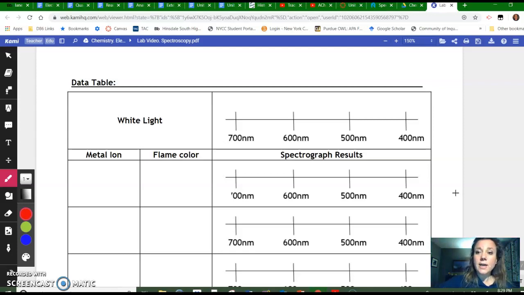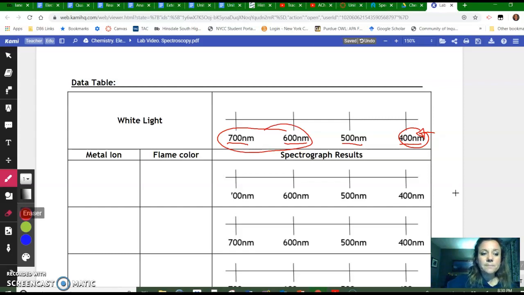Now, if you look at our scale here, you'll see that I have some different measurements. 700 nanometers, 600 nanometers, 500, and 400. The light that has the smallest wavelength would have to go on the 400 nanometer side, while light that has the larger or longer wavelength would have to be over here at the 600 and 700 nanometer side.